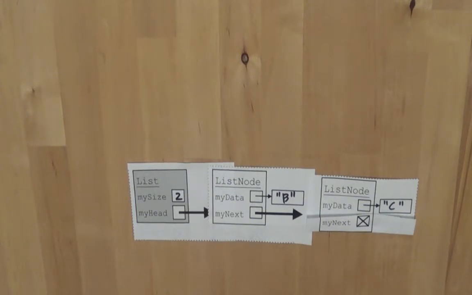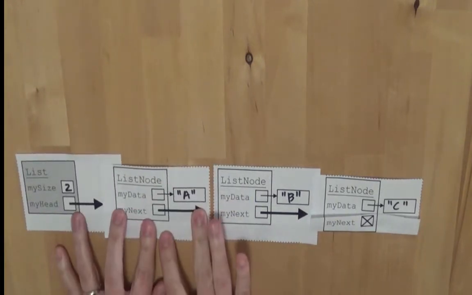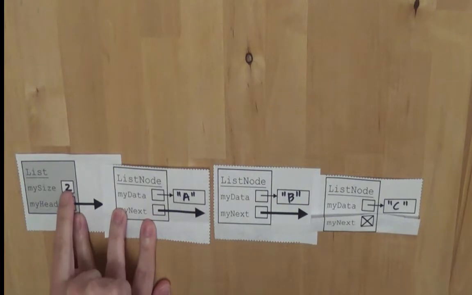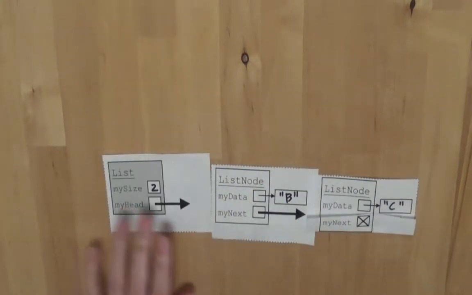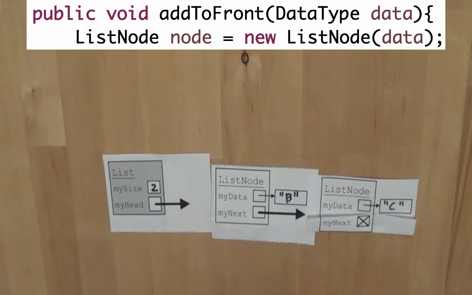So I want you to pause the video, and using these paper models, maybe you made them yourself, maybe you printed them out, I want you to try and figure out what the code would need to look like in a method that adds an element to the front. So in the end, what we want it to look like is that, where my size will now be 3. Okay, so pause the video and try and figure out how to do that. Okay, now I'll talk you through how we can do that.